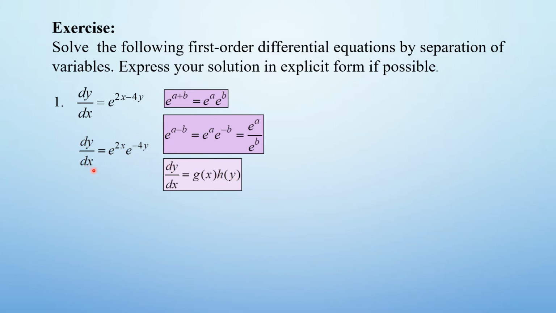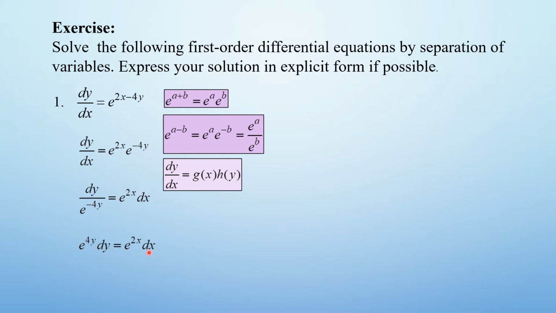So this given differential equation contains a product of an exponential function expressed in terms of x alone with another exponential function expressed in terms of y alone. So let us solve this separable equation by separating the variables. Bring e to the negative 4y to the left side and bring the differential dx to the right side. So we get dy divided by e to the negative 4y equals e to the power of 2x dx. We can continue by bringing e to the negative 4y to the numerator so that we get e to the power of 4y dy equals e to the power of 2x dx.